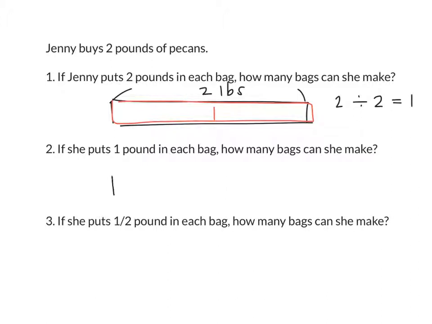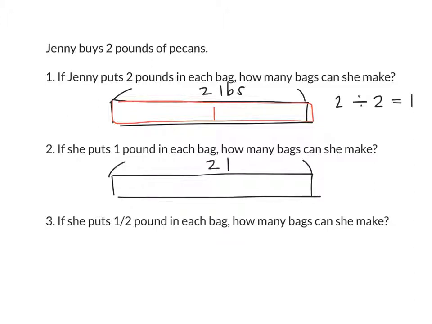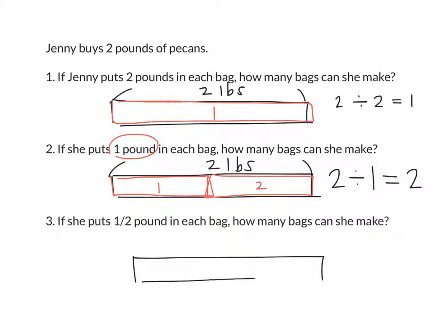Now in the second scenario, Jenny still has 2 pounds of pecans. But this time she wants to put 1 pound in each bag. So here's 1 bag, and here's the second bag, right? How many bags can she make altogether? 2. 2 bags, because there's 1 pound in each bag. Do you see that? The division equation is she has 2 pounds of pecans altogether, and she wants to put 1 pound in each bag. She wants to make them into 1 pound groups, and so altogether she can make 2 bags. Do you see that?